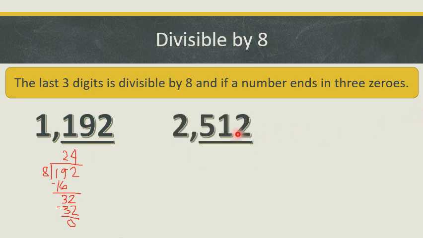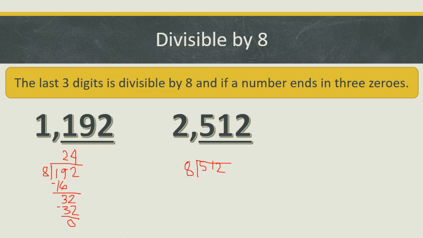Another example, so 2,512. So, sa 2,512, alin po ba dyan ang last 3 digits? So, itong 512. So, yun lang po ang i-divide natin sa 8. So, 512 divided by 8.